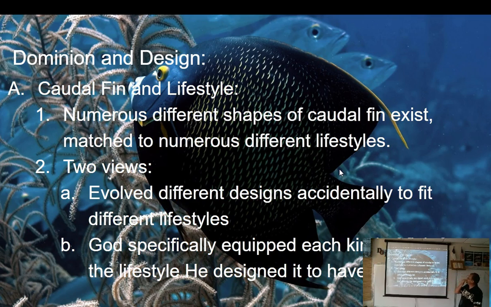Dominion and design, caudal fin and lifestyle. This is so cool. If God wants to make a fish that is like a Ferrari, that just takes off like the sailfin, and God wants to make a fish that is an ambush gulper, like the scorpion fish, who just lays there all day and waits for food to swim by, you don't need the same kind of tail. The ambush gulper needs to go from 0 to 60 incredibly fast because he needs to go from sitting still to, right? And then, I got my food. But he doesn't have to be fast for very long. He just needs to be able to burst forward and get his food and then settle back down, right?